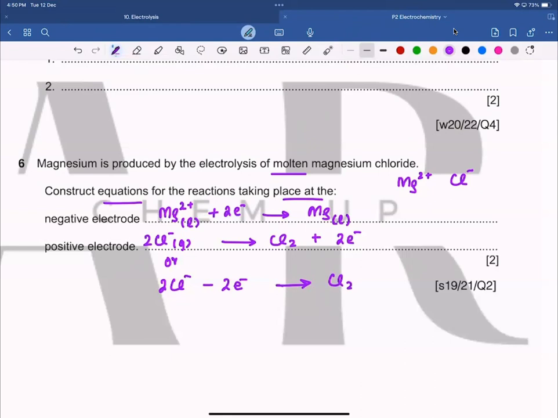Obviously at that high temperature, where the metal is molten, the non-metal is formed as a gas, because non-metals have low melting and boiling points, but chlorine also exists as a gas at room temperature. Is this clear? Yes, Aisha?